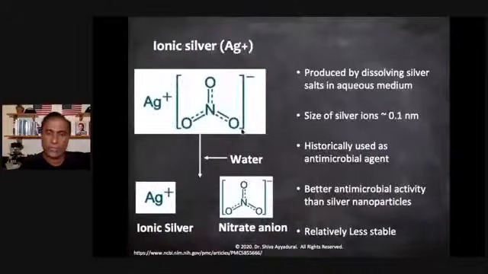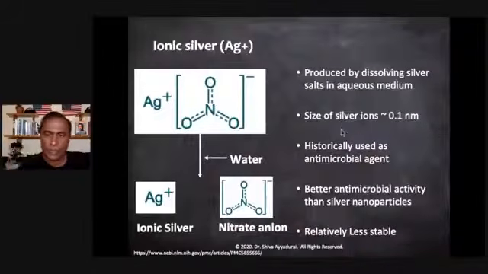So ionic silver looks like this. It's really a silver salt. It's, you know, silver nitrate, okay? And what happens is it's an ion of silver bonded to this salt. When you put it in water, it separates into the ion, which is ionic silver, and the nitrate anion. So this is positive, anion means negative. Now, you simply can take the silver salts and put them in aqueous medium, which means water.